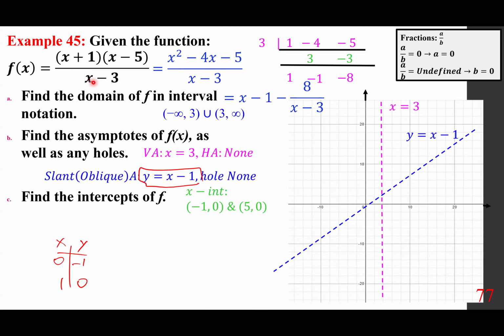Y-intercept, set x equal to 0. So this becomes +1 times -5 over -3. +1 times -5 is -5 over -3 is 5/3. So this would be -1, 0 somewhere here, 5, 0 somewhere here. And now we have 0, 5/3. So somewhere here, 5/3 is like 1 and 1/3. So there.